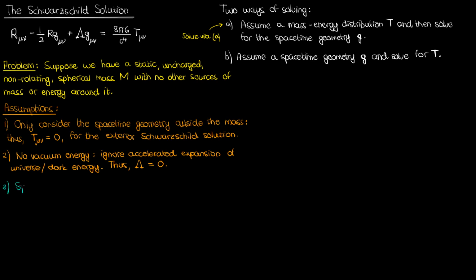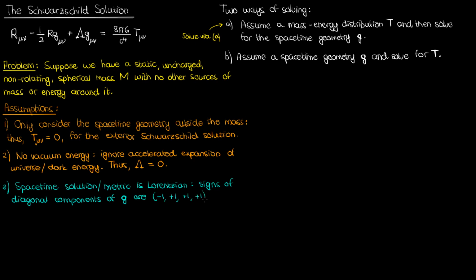The third assumption we'll make is that the spacetime geometry solution, the metric tensor solution, is Lorentzian. What does that mean? Well, it means that the metric signature, the signs of the diagonal components of the metric tensor g, are -1 for the time component and +1 for the 3 spatial components. Now, why do we make this assumption?